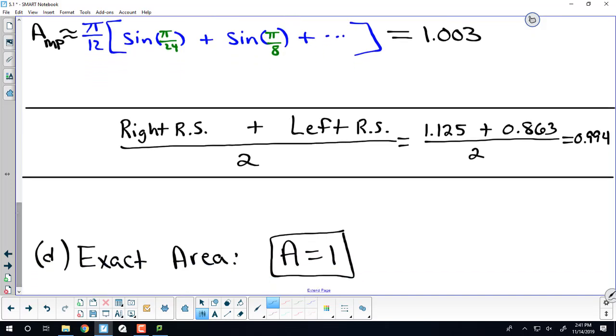The exact area, we weren't asked to compute, but just so we have something to compare it to, the exact area of that region under sine from 0 to pi over 2 is 1. So, the left Riemann sum was 0.86. The right Riemann sum was 1.1. And the midpoint was 1.003. So the midpoint was closer. But nonetheless, all three were pretty decent approximations only using 6 rectangles.